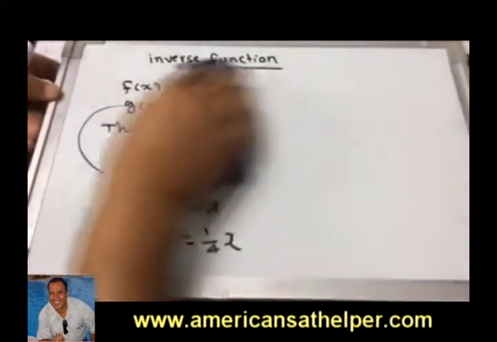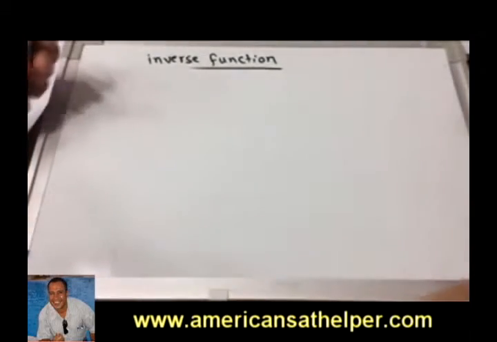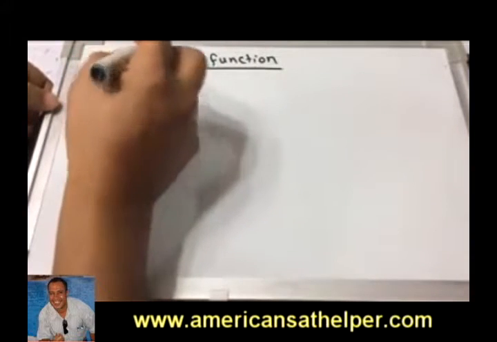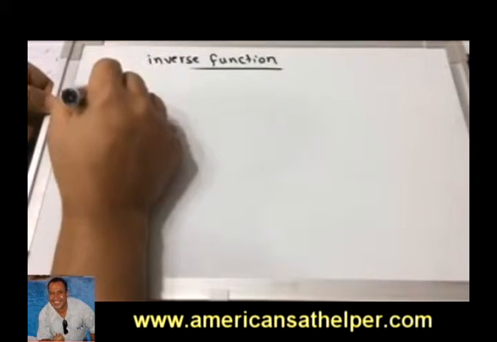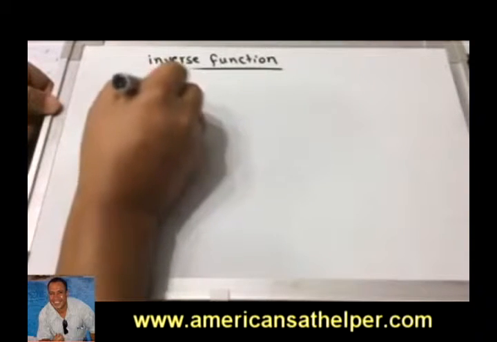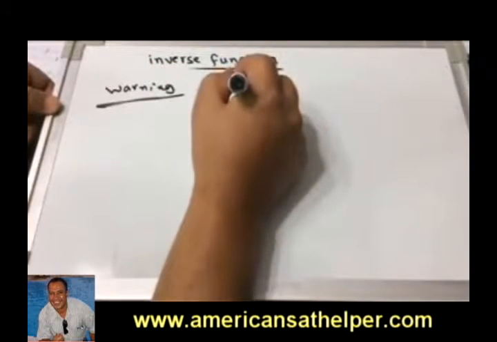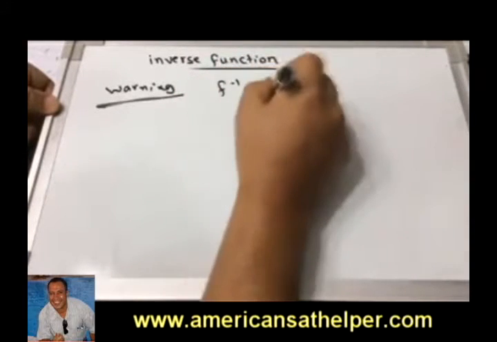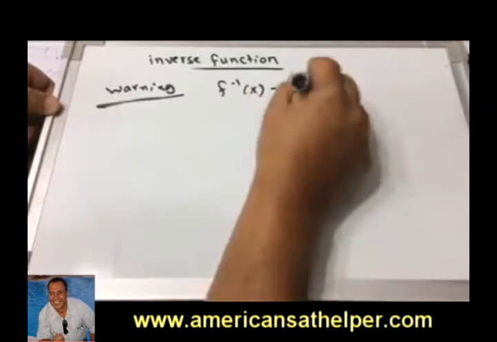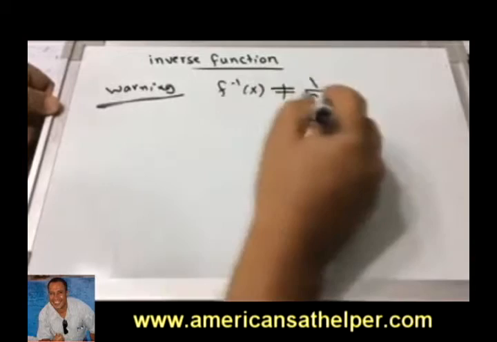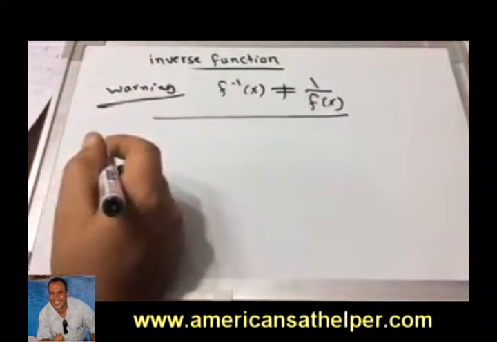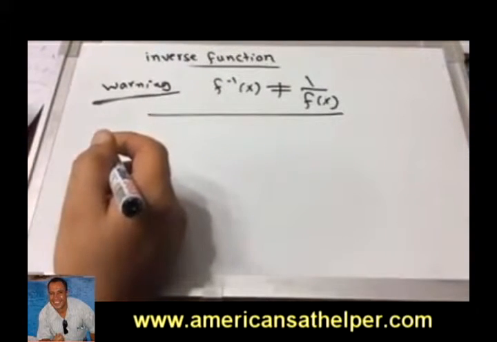I need to ask you a question. But before the question, there is a warning or notice, which says that f minus 1 of x, where minus 1 is not an exponent, doesn't equal 1 over f of x. This is not correct. This is what you have to take care about.